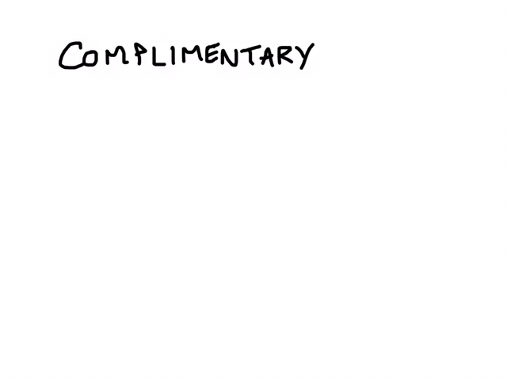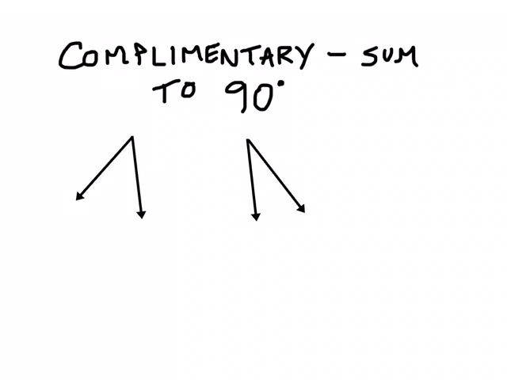Complementary angles are the same, except with a different measurement. Complementary angles add up to 90 degrees. So again, as an example, if I tell you that these two angles are complementary angles, and I know that one of them is 30 degrees, I know that the other then must be 60, because that's what would add up to 90.